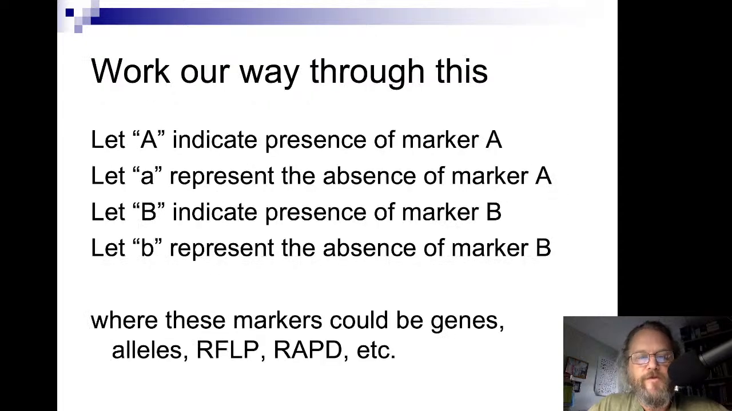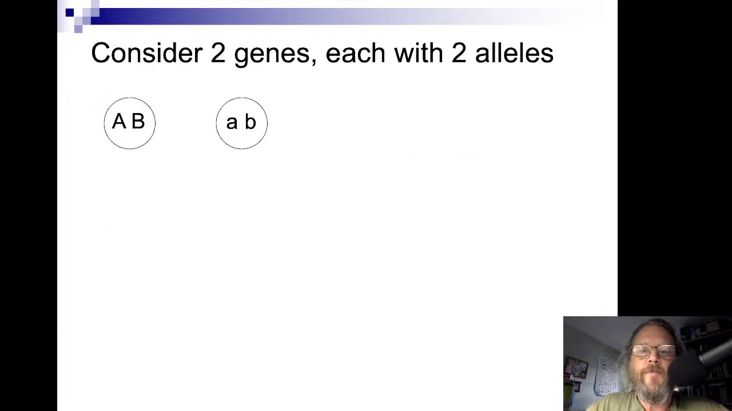Okay, let's see if we can work our way through this. We're going to have two markers, and each marker has two alleles, and we'll be able to tell whether or not they are present or absent. So this is just going to be what's called a dominant marker. We won't be able to necessarily tell heterozygotes. Two genes, each with two alleles.